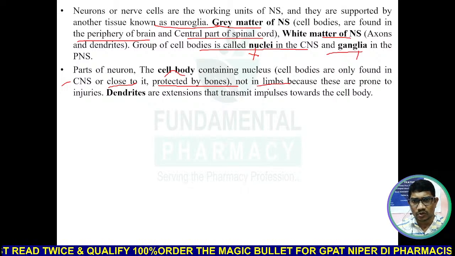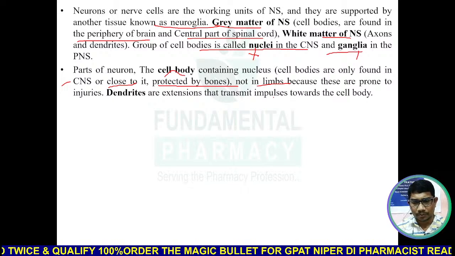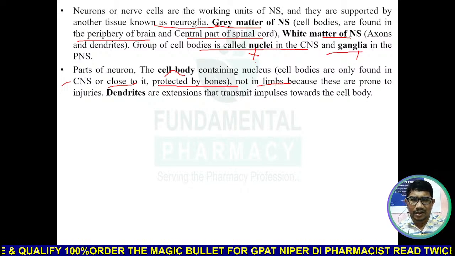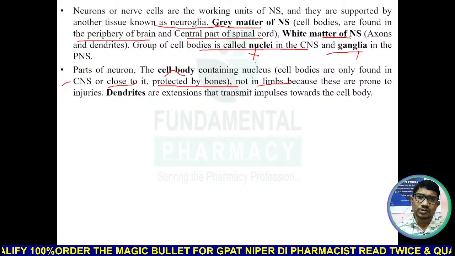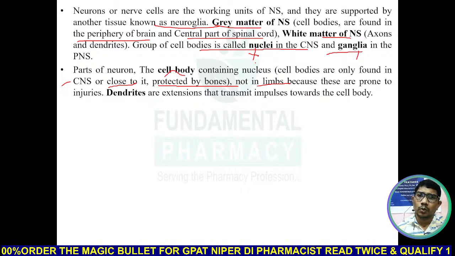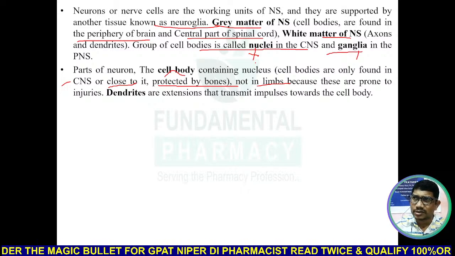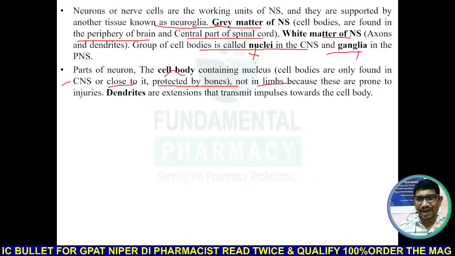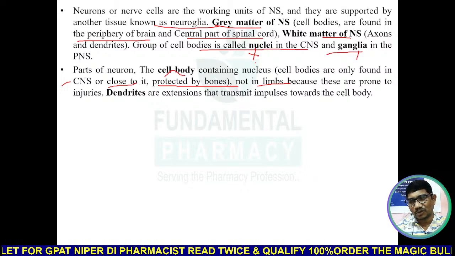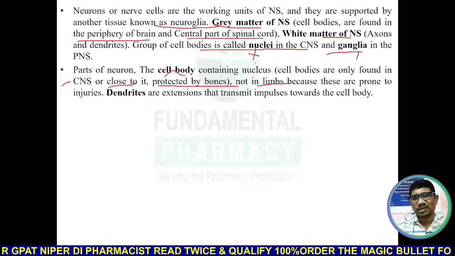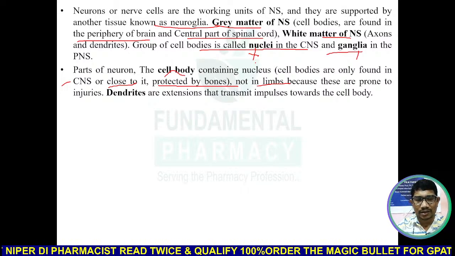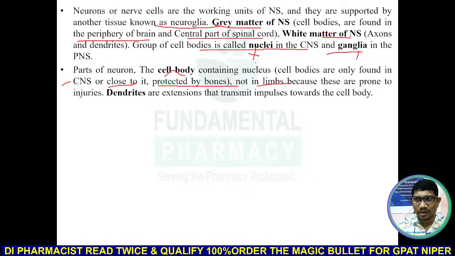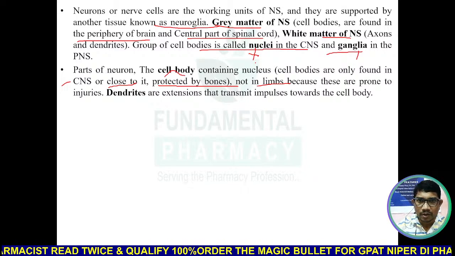The neurons in the limbs do not have a cell body. Why in the neuron of the limbs is there no cell body? Because once there is damage to the cell body, the neuron cannot be regenerated. So what about the limbs? Your hands and legs keep getting broken, wounds keep happening in the hands and legs, damage keeps happening. That's why the cell body is not present in the neurons of limbs.